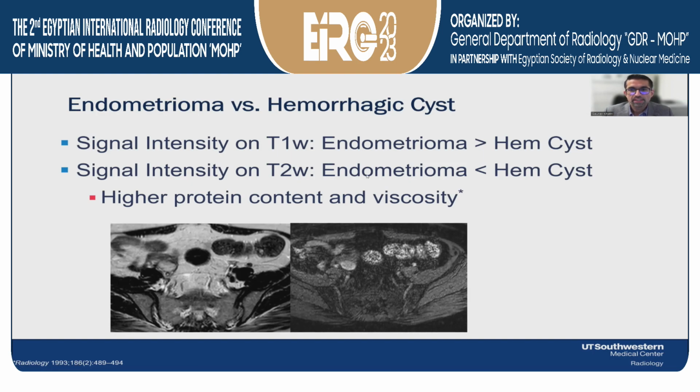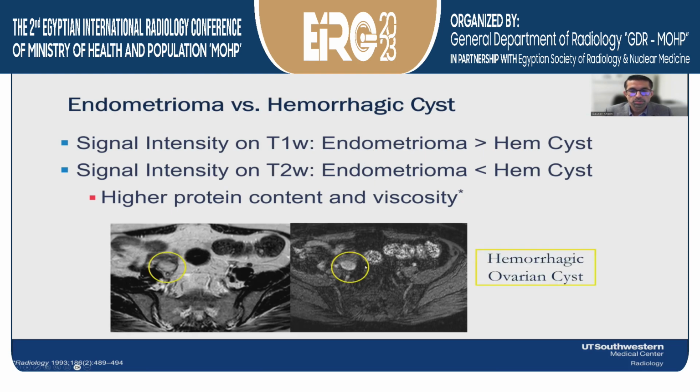In general, endometrioma tends to be higher signal intensity on T1 compared to hemorrhagic cyst because endometrioma is more homogeneous and light bulb bright. On T2, endometrioma tends to be lower signal intensity than hemorrhagic cyst. So these are general guidelines to look for. And that's because of the higher protein content and viscosity of fluid within an endometrioma.